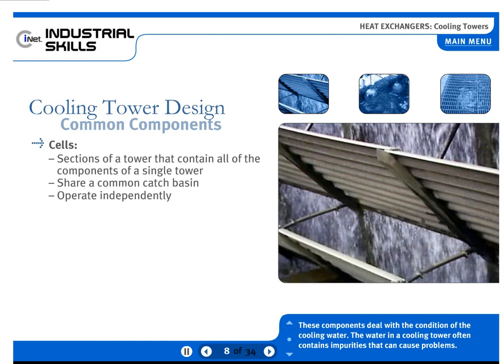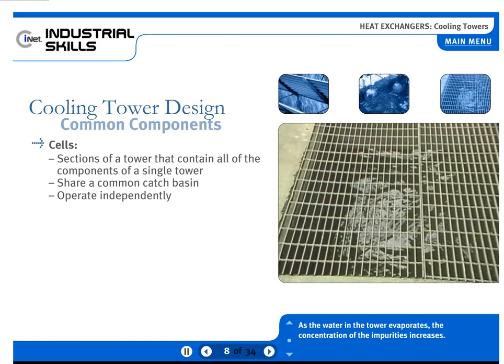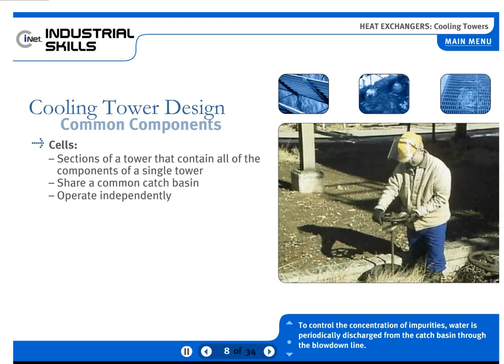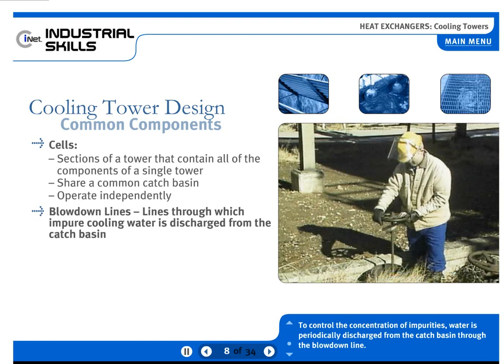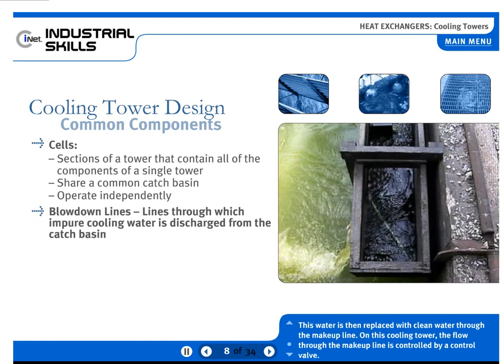The water in a cooling tower often contains impurities that can cause problems. As the water in the tower evaporates, the concentration of the impurities increases. To control the concentration of impurities, water is periodically discharged from the catch basin through the blowdown line. This water is then replaced with clean water through the makeup line.